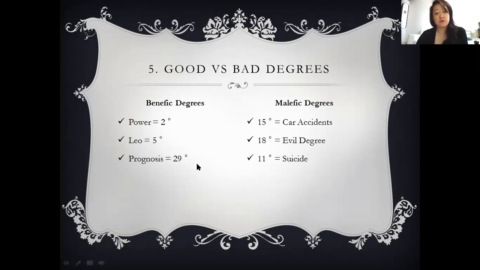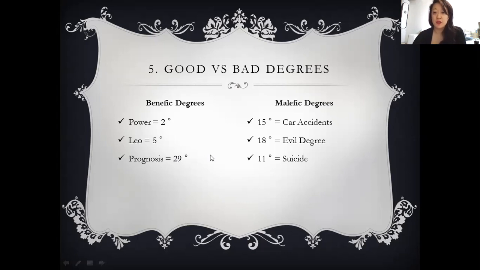Then we have, for example, 29 degrees, which apparently has a lot to do with somebody who can have a good prognosis and accurate predictions about the future, or just really high, accurate intuition. A lot of people who can predict the future or have a really good intuition about how things are going to play out apparently have this 29 degrees. Also a lot of astrologers who are able to predict accurate things would probably have this 29 degree somewhere in their chart.